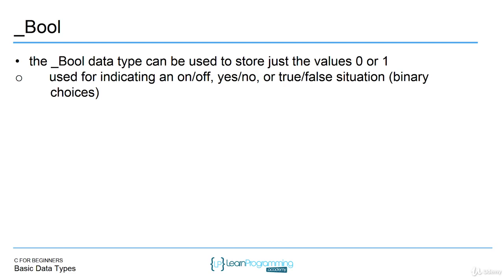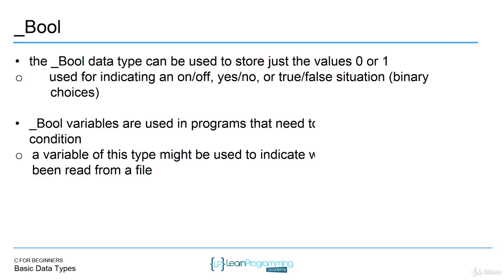Underscore Bool. This is a data type that can be used to store just the values 0 and 1. You'll often hear this term Boolean expression. In Bool, it all means true or false. It's a yes or no, 0 or 1. So it's intended for binary choices, essentially. And we're going to talk a lot about Booleans and Boolean expressions when we talk about decision statements. Boolean variables are used in programs that need to indicate a Boolean condition, a true or false type of answer.